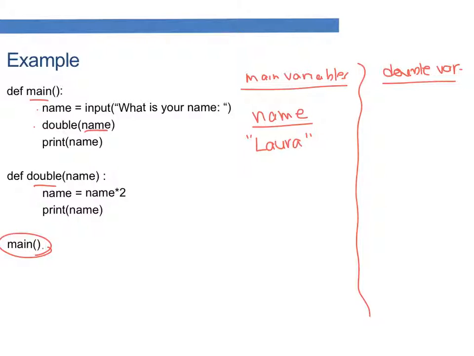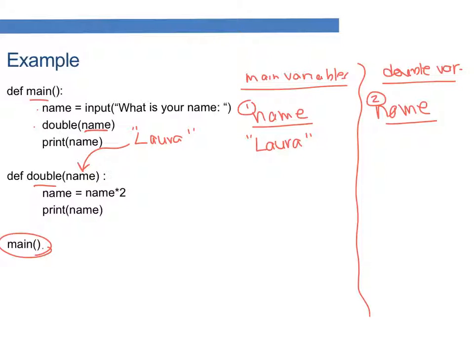Here we have a variable name in double, but remember, we're really only passing by value. So we're taking the string Laura and sending it into double. We're not actually sending in the variable name. So right now, double is taking in a string, Laura. Notice I have two variables called name. These are two completely separate things. There's name in main and name in double, and they represent two completely separate variables.